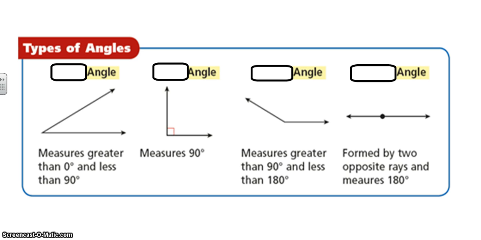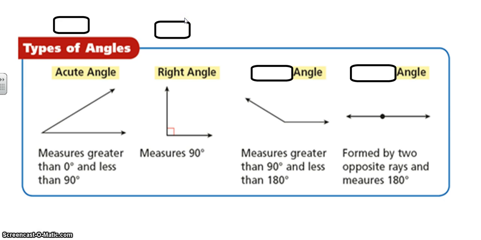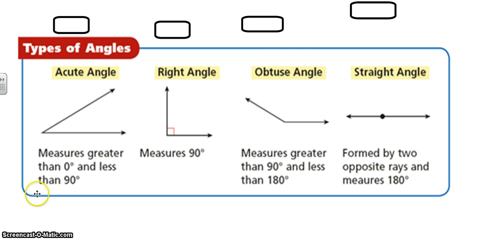I bet you can name these types of angles. An angle that measures greater than 0 and less than 90 is, good, acute. If an angle measures exactly 90, it is right. If an angle measures greater than 90 and less than 180, we call it obtuse, right? And then what about this interesting angle formed by two opposite rays? I kind of love this one. We don't use it as often as the others, but a straight angle, how easy is that?